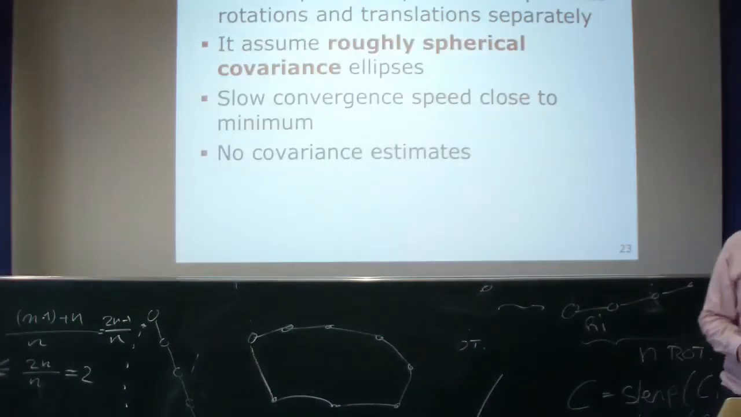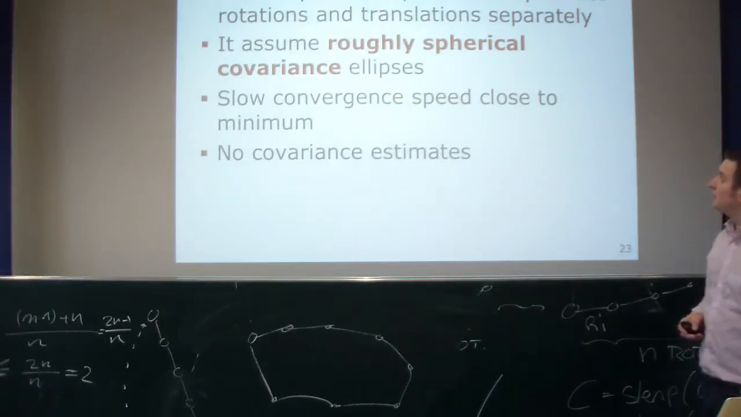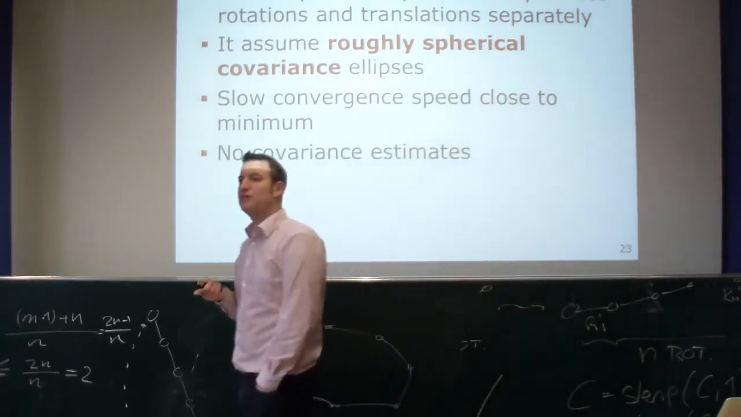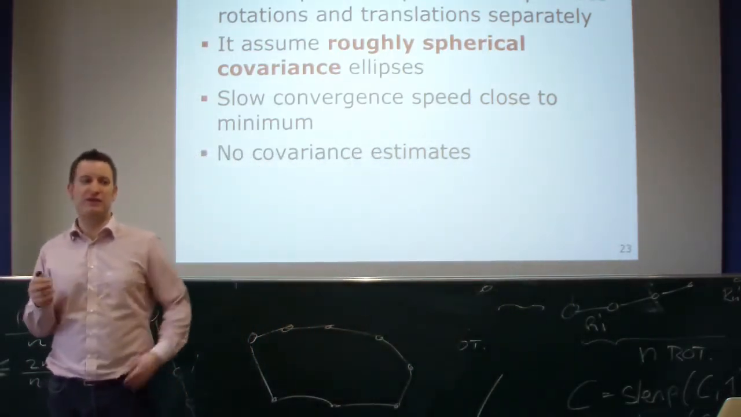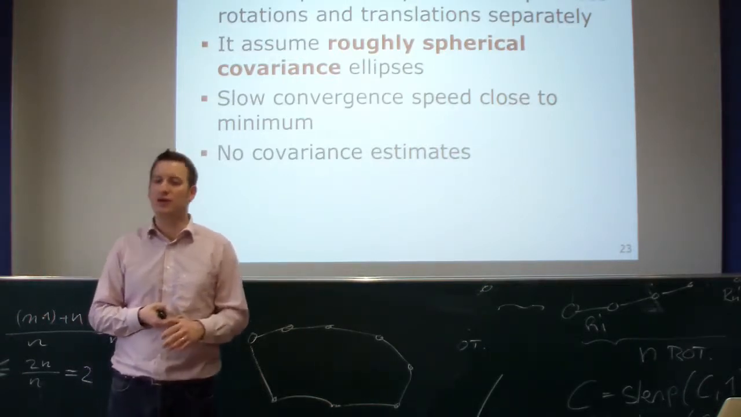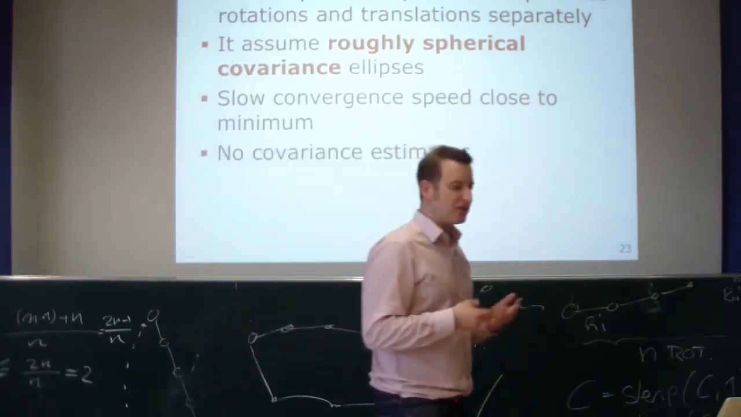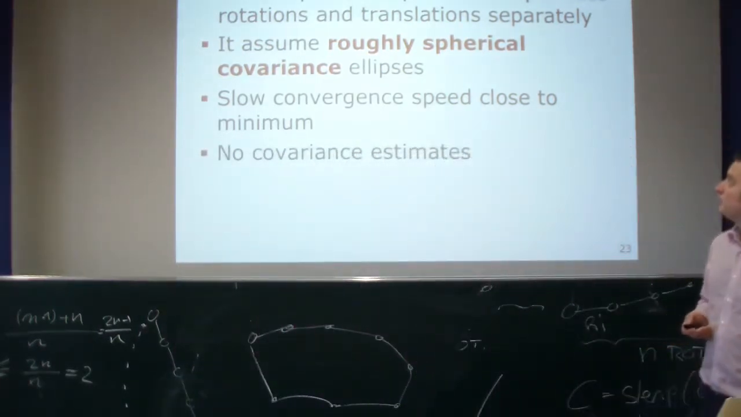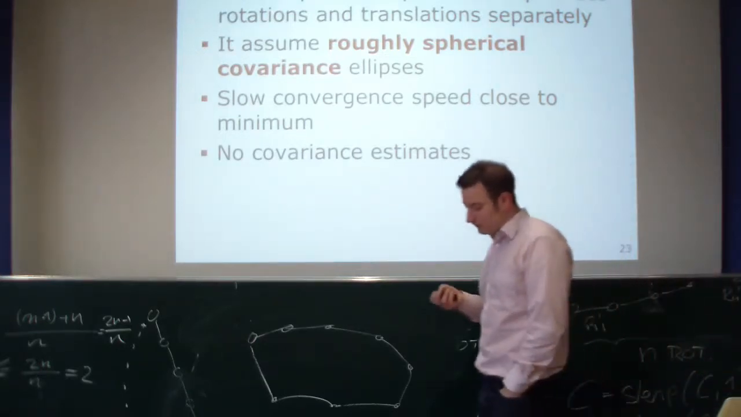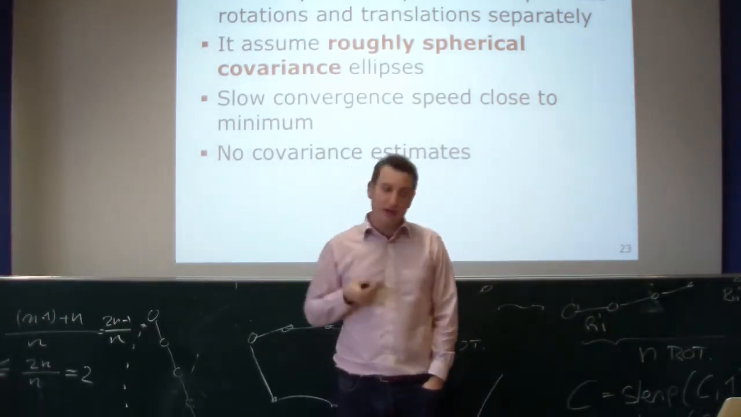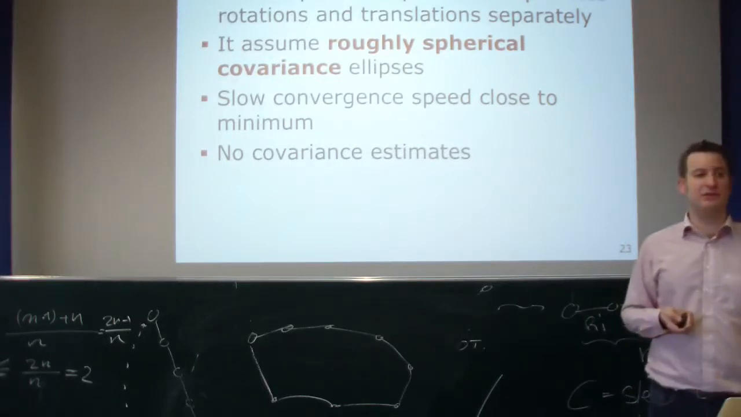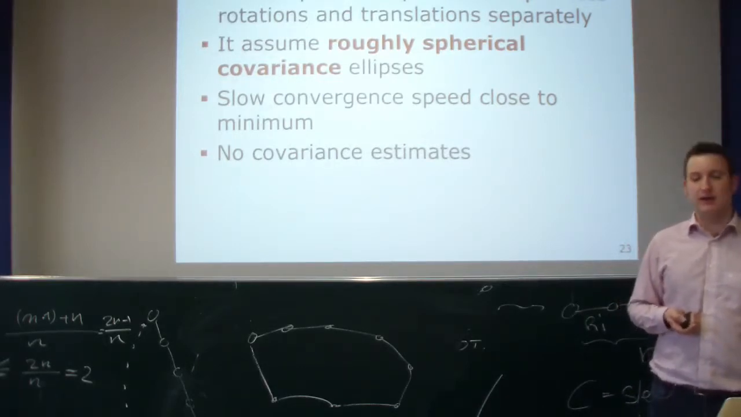However, this approach also has some disadvantages. The first thing is that the translations and the rotations are optimized separately. So we decouple that, and if there is a correlation between both, this is completely ignored in this approach. If you have a coupling between the rotation and the translation, that's done suboptimally here. It requires roughly spherical covariances. This was the case for distributing the error in this case. It's also pretty slow in terms of convergence if you're close to the minimum, and it doesn't provide you any covariance estimates.